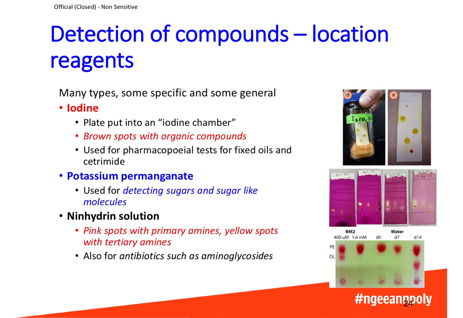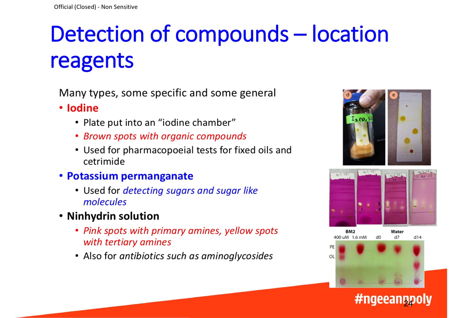There are also various chemical reagents that can be used to locate the compounds. One example is iodine. The TLC plate is put into an iodine chamber, which is a container that contains iodine crystals. The iodine crystals will form iodine vapor, which can then interact with the organic compounds to form brown spots. So, using these brown spots, we can visualize where the compounds are on the TLC plate. Iodine is used as a location reagent in pharmacopoeia tests for fixed oils and cetrimide.